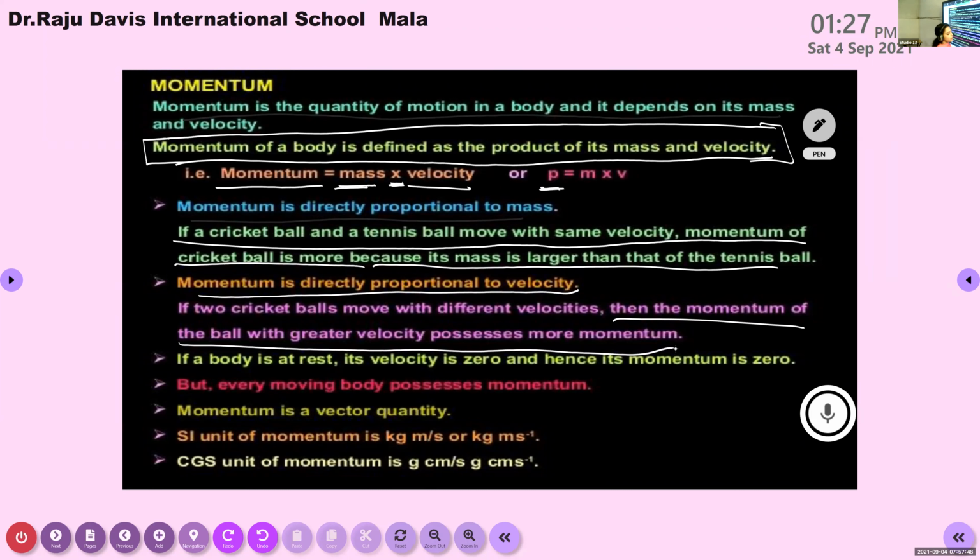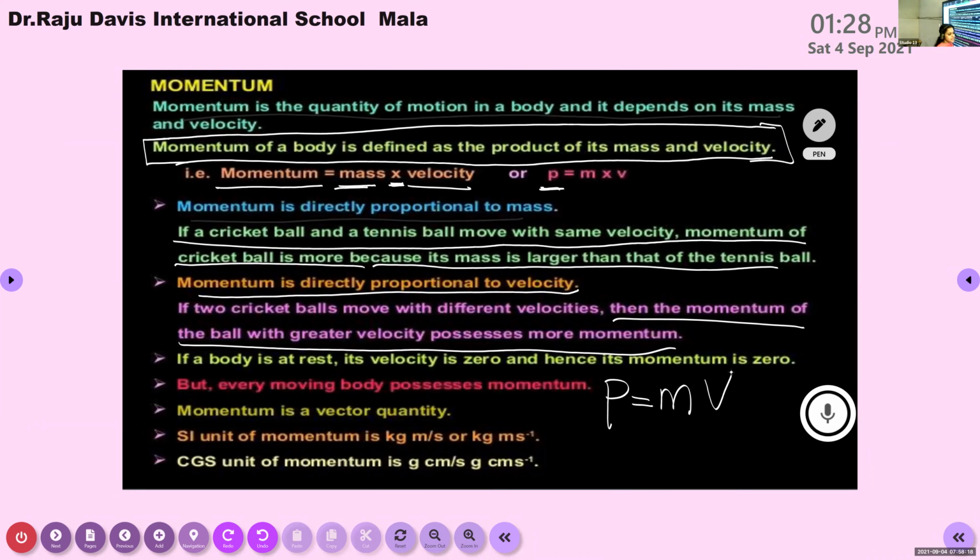Now again, we know that momentum can be calculated by the equation P is equal to mv, right? P is equal to the product of mass and velocity, known as momentum. Suppose you imagine a body is at rest. What is the velocity possessed by that body? Zero, because it is not in motion.